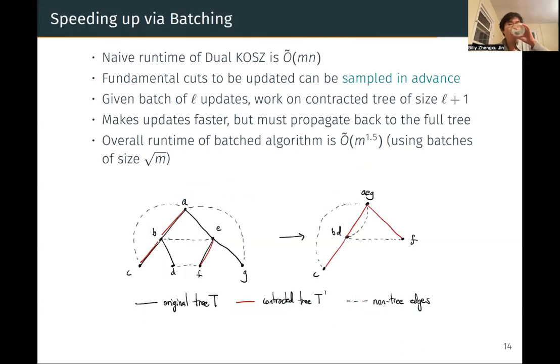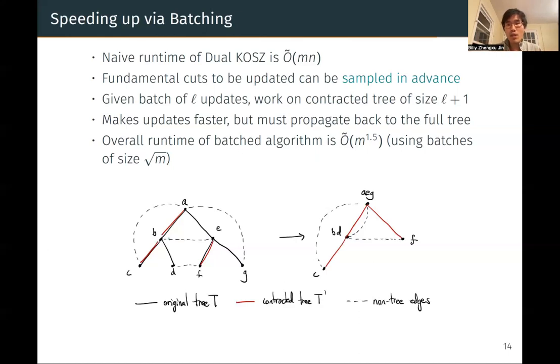Now, just to give you an idea of how this can be sped up using batching, the naive runtime of this algorithm is O(mn) time, because there are O(m) iterations, and each iteration takes O(n) time. But note that all the fundamental cuts that we need to update can actually be sampled in advance, because the probability distribution that they're sampled from is fixed at the very beginning. It doesn't change over time.